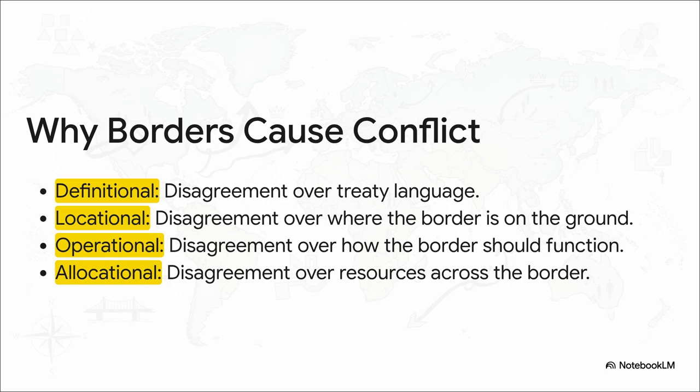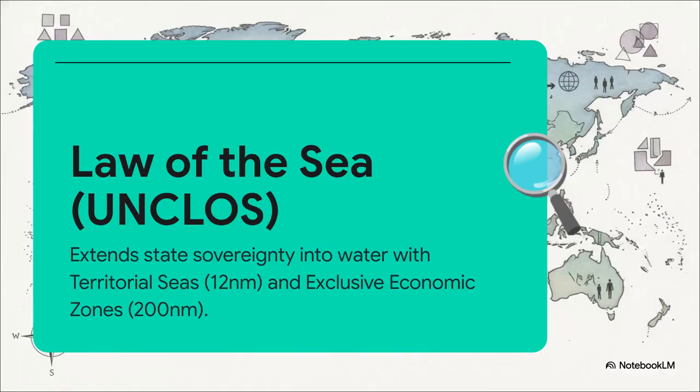And no surprise here, these boundaries cause all kinds of arguments. Sometimes it's a definitional dispute where two countries just can't agree on what the legal language of a treaty meant. Sometimes it's locational, like what happens when a river is the border and then the river changes course. It can be operational, which is a fight over how the border should work. Think debates over immigration policy. Or it can be allocational, a conflict over resources, like a big oil field that sits right underneath the border. And get this, borders don't just stop at the coast.